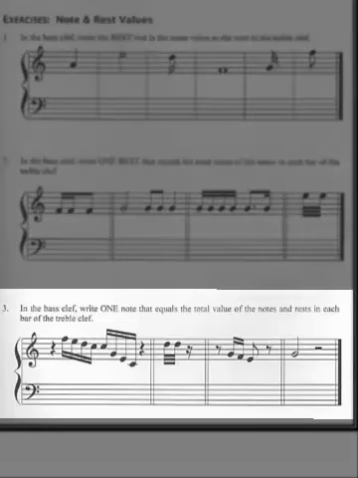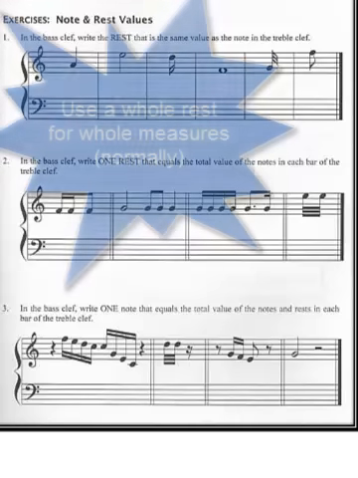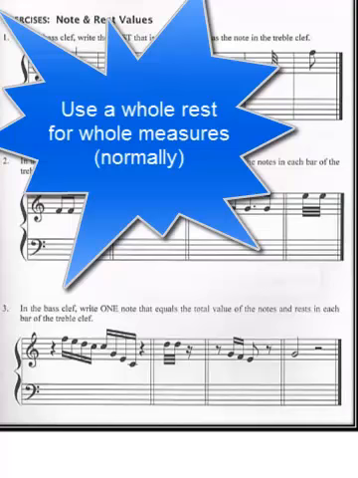Number 3, it says in the bass clef write one note that equals the total value of the notes and the rests in each bar of the treble clef. Keep in mind that you always use a whole rest for a whole measure rest. These examples are more to ensure that you can count the right number of beats. But normally if you have a whole measure rest in any time signature, then what you would do is write a whole rest.